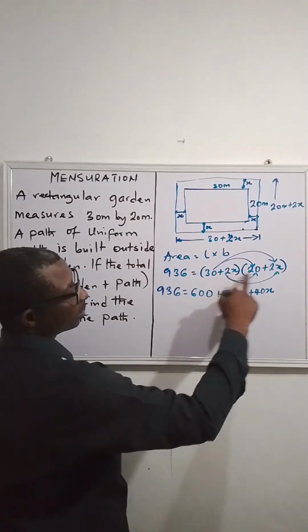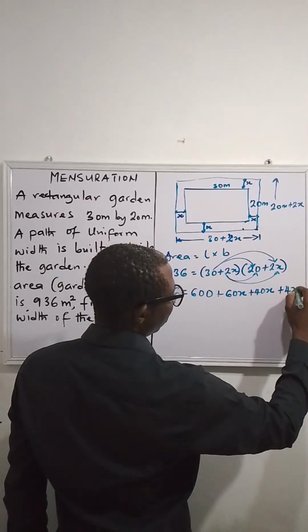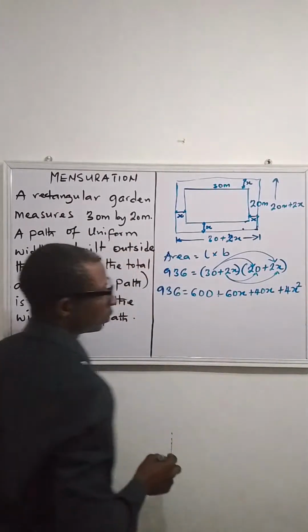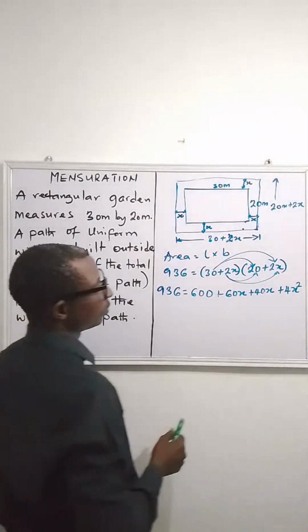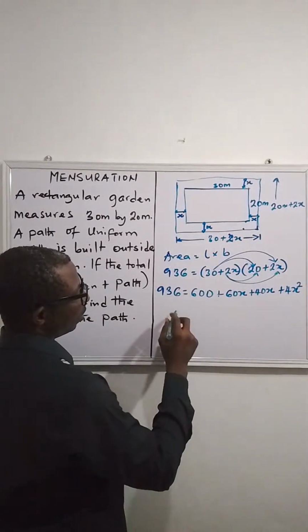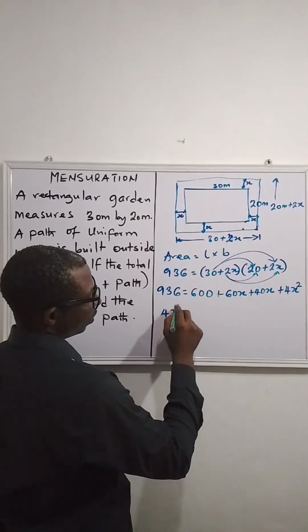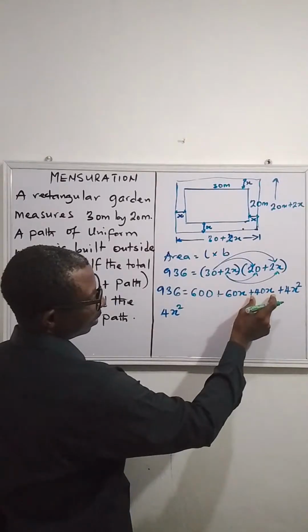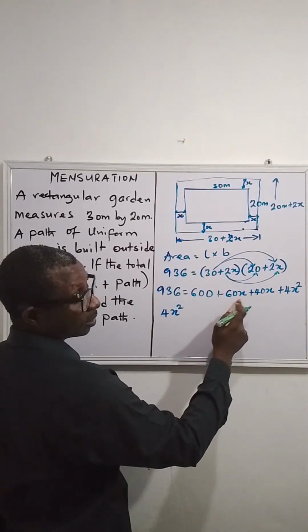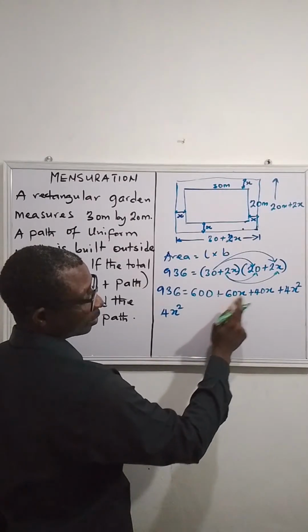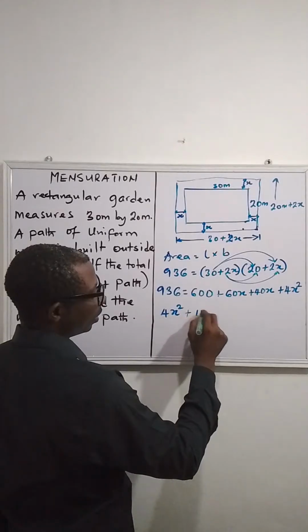Now 2x times 2x gives you 4x squared. All right, so can we tidy up things here? Okay, so we have 4x squared, this, and look at this and this. You can join this and this together. This gives you 60x plus 40x, so that gives you 100x.